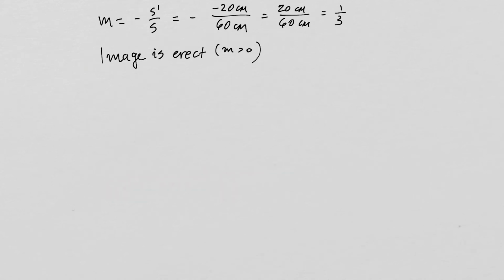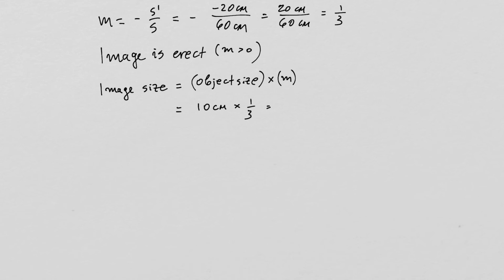Now let's calculate the image size. The image size is simply equal to the object size times the magnification m. So that is 10 centimeters times 1/3, or this is 3.3 centimeters. So the image is smaller than the object.